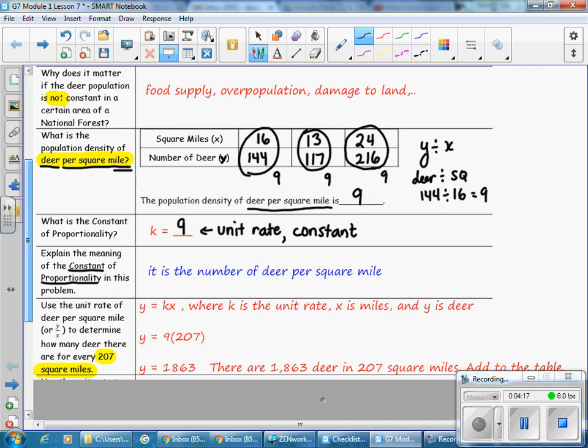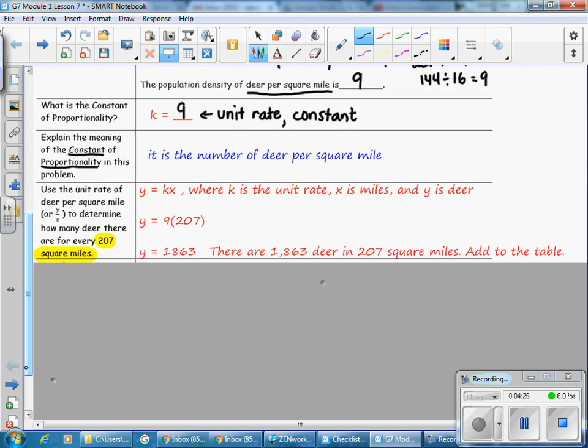Use the unit rate of the deer per square mile to determine how many deer there are for every 207 square miles. So we have an equation where y equals kx, where k is the unit rate, and we know that that number is 9, and x is the number of miles, which we are told to use 207, and then y is the deer. So to find the value for y, you take 9 deer per square mile times 207 miles, and that gives you your answer, 1,863.